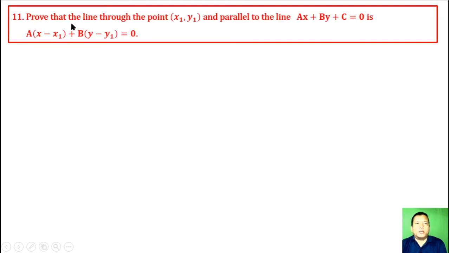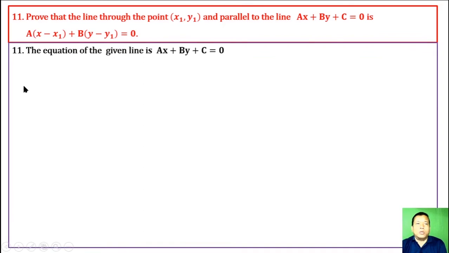Question 11. Prove that the line through the point (x1, y1) and parallel to the line ax plus by plus c equals 0 is a times (x minus x1) plus b times (y minus y1) equal to 0. The equation of the given line is this, which implies by equals minus ax minus c, and y equals minus a by b times x minus c by b.